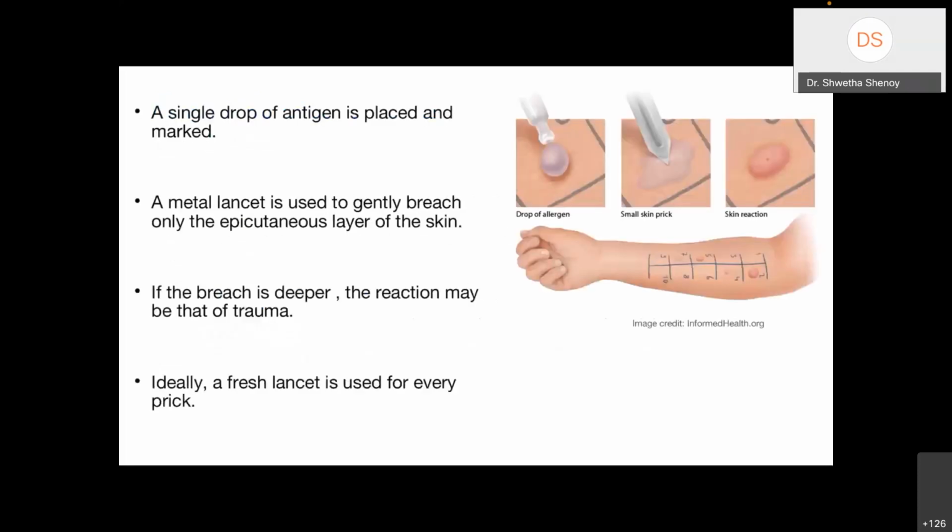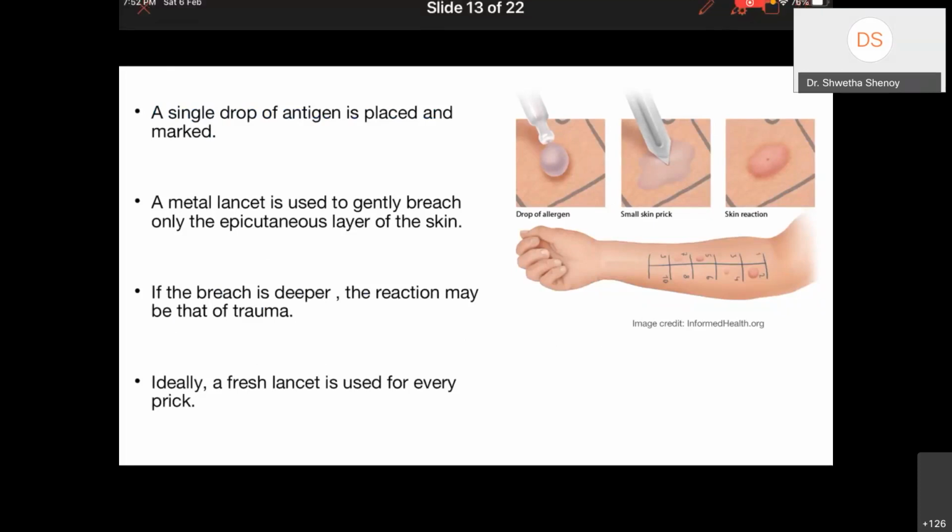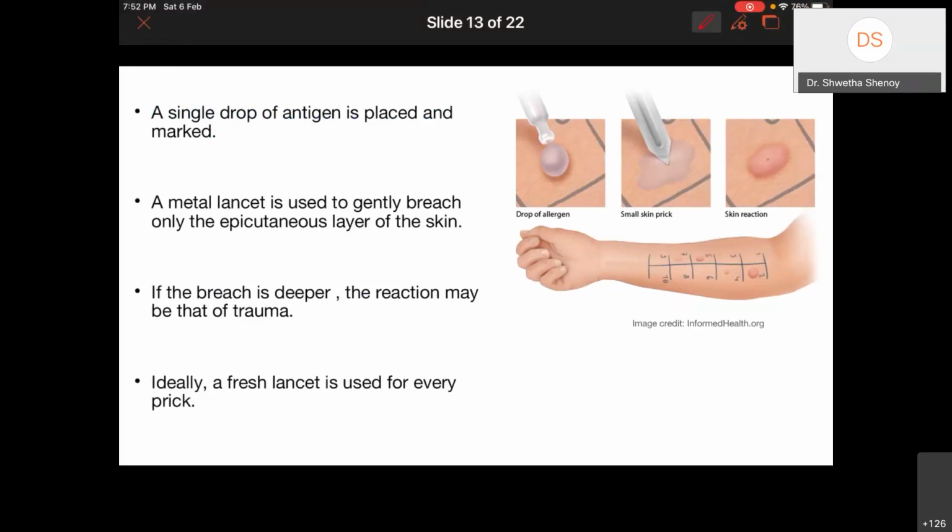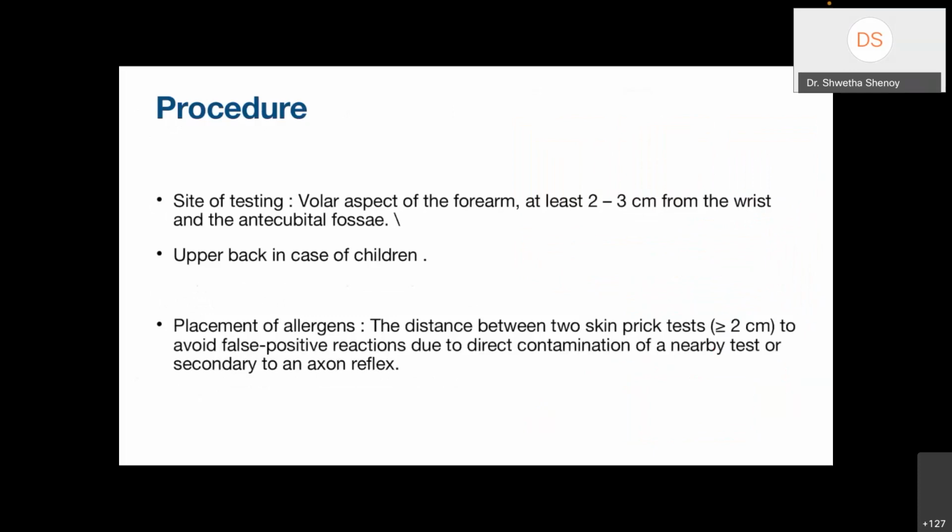So where do we test it? The volar aspect of the hand. Now we have to be sure that it is not at the cubital fossa or at the wrist. It should be in the center of the forearm, or if the patient is a child, the upper portion of the back can be used for testing multiple allergens. So volar aspect of the forearm, or upper back in case of children.